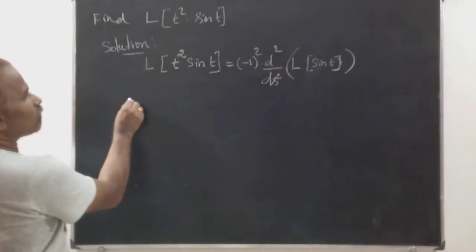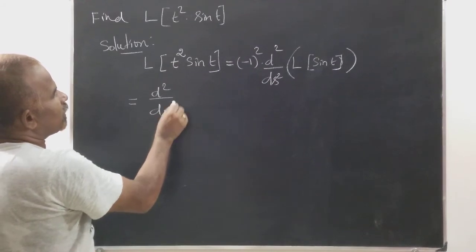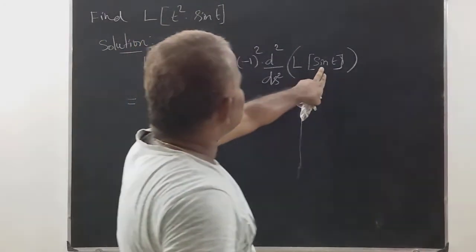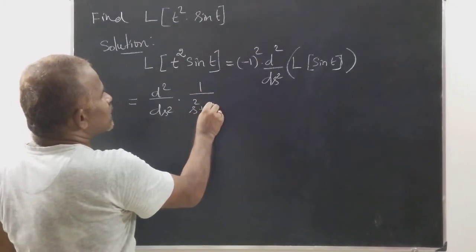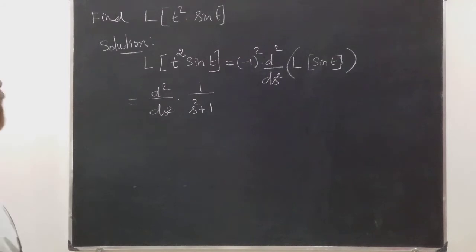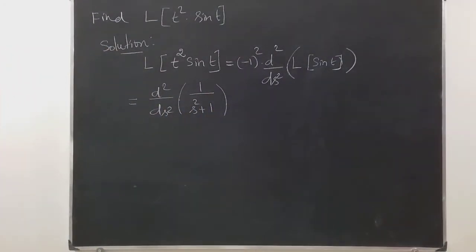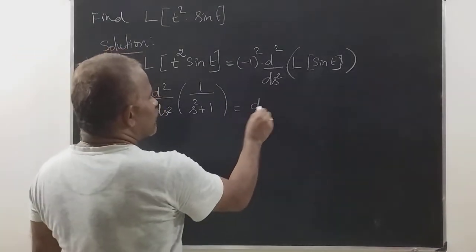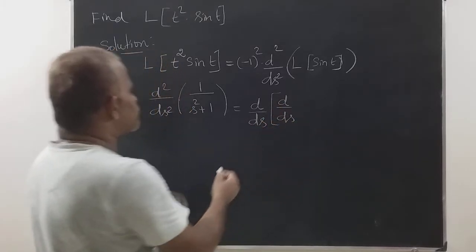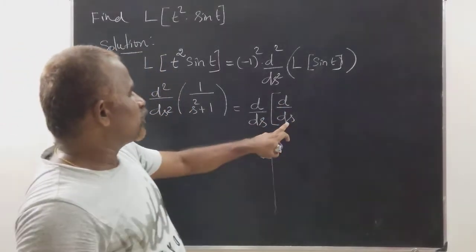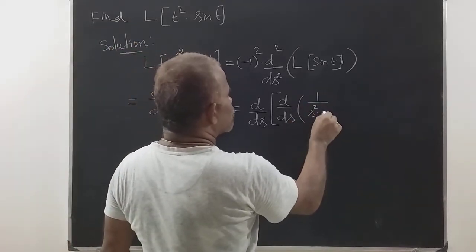So minus 1 squared is 1. Therefore d squared by ds squared into the Laplace transformation of sin at, which is equal to a divided by s squared plus a squared. This we have to differentiate 2 times. First we differentiate with respect to s once. So therefore this is equal to 1 by s squared plus 1.